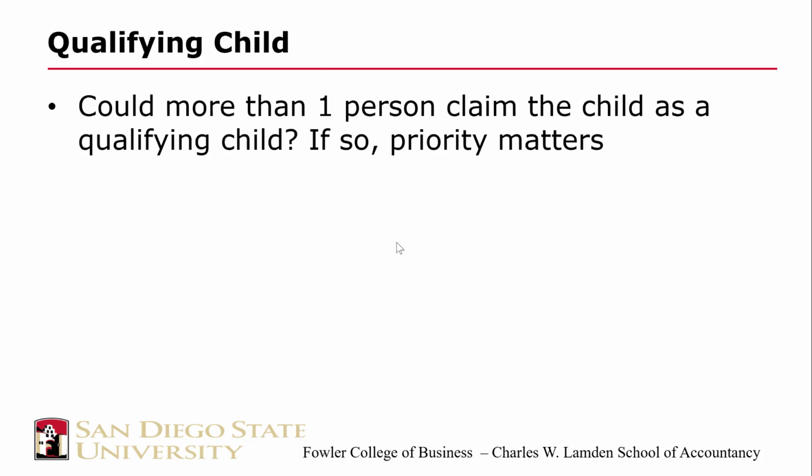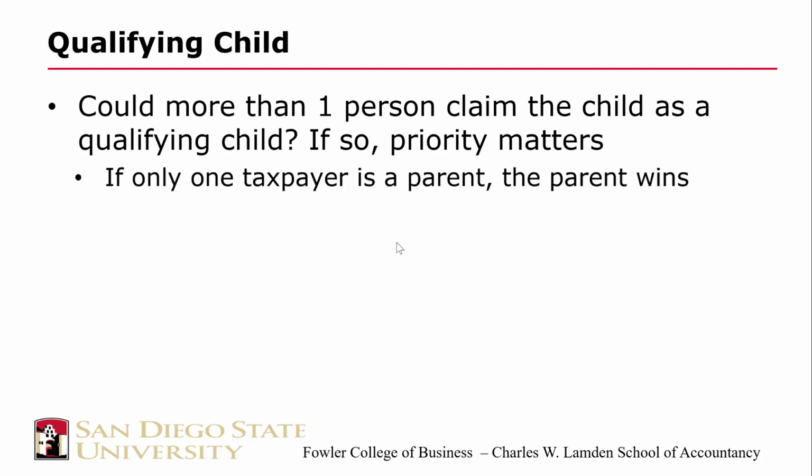So sometimes more than one person can claim a child as a qualifying child. So let's roll through some of those instances because there are rules. So if only one of them is a parent, the parent wins. So let's say one is a parent and one is a step parent, and they're both trying to claim the child. Maybe they're filing separate, or now they're divorced, or whatever it might be. If one of them is the parent, the parent wins.